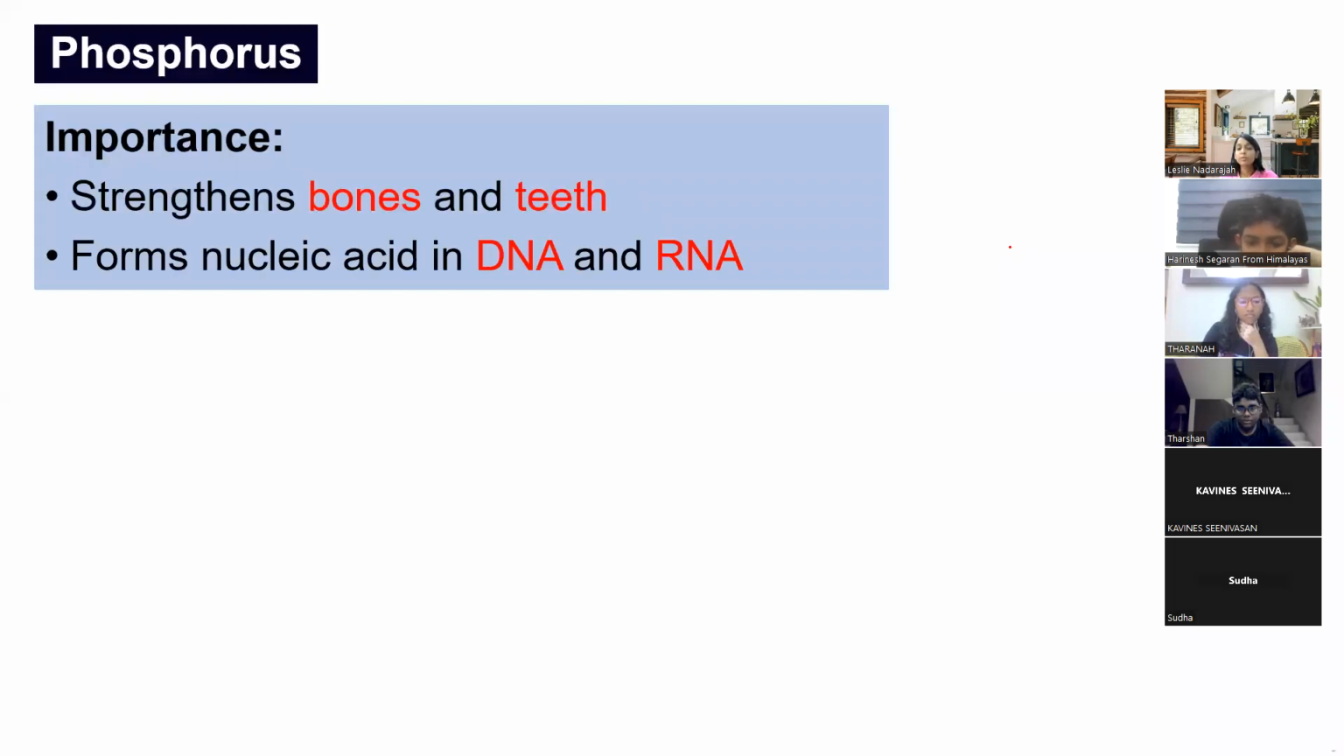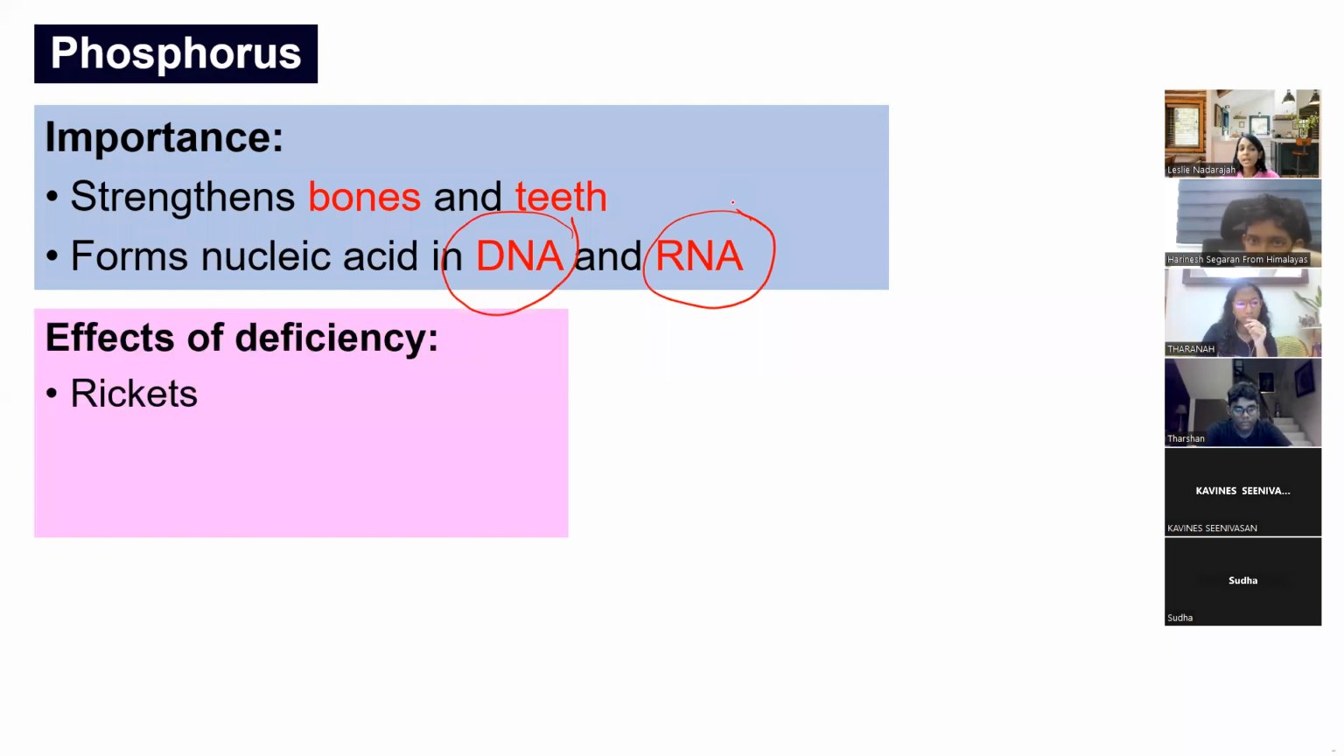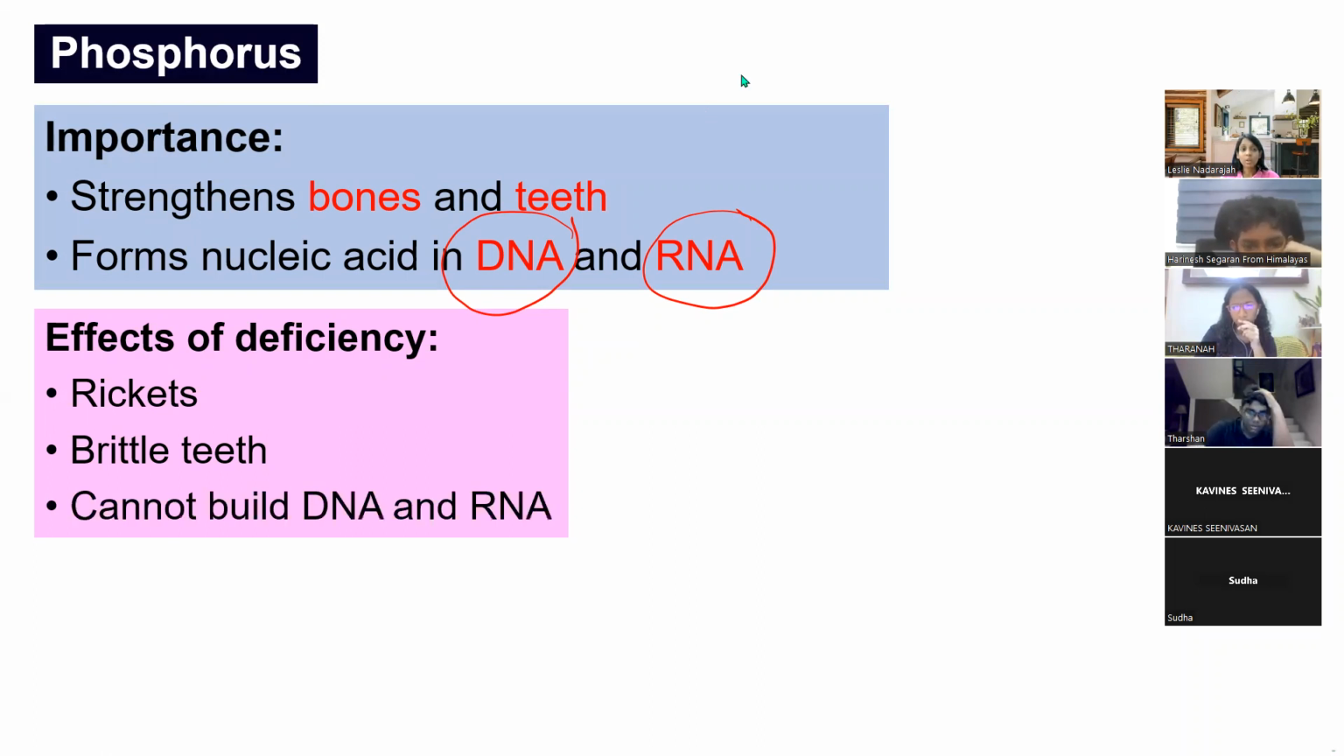Phosphorus is important for your bones and your teeth. It will form your nucleic acid, the DNA and RNA. You'll learn this in biology next time. Again, if you don't have phosphorus, you get brittle teeth and rickets, and you cannot build up your DNA and RNA. So can you imagine the information about you, your DNA in your body, cannot be built up if you don't have enough phosphorus. So you must be careful.